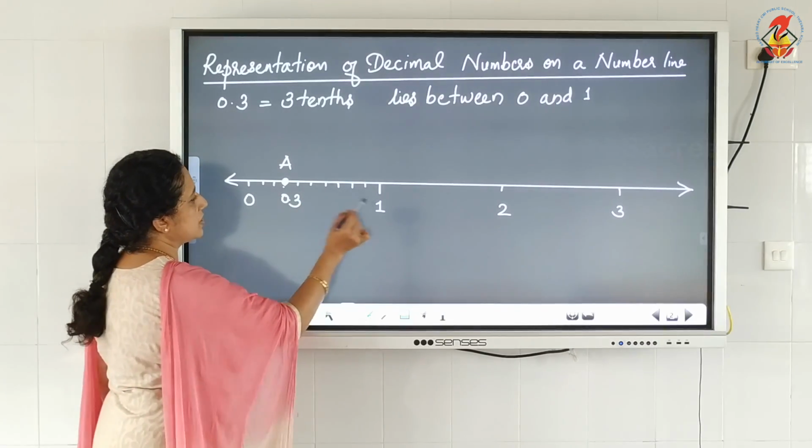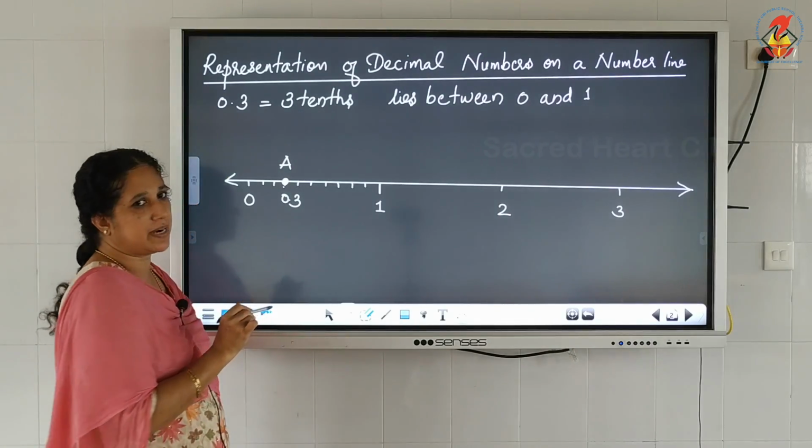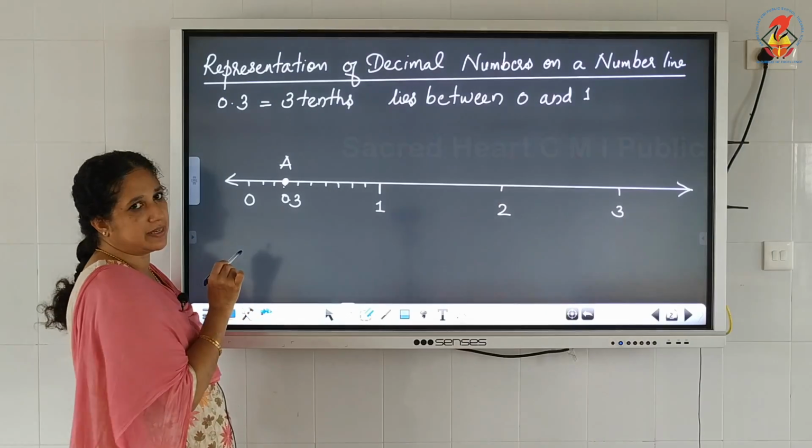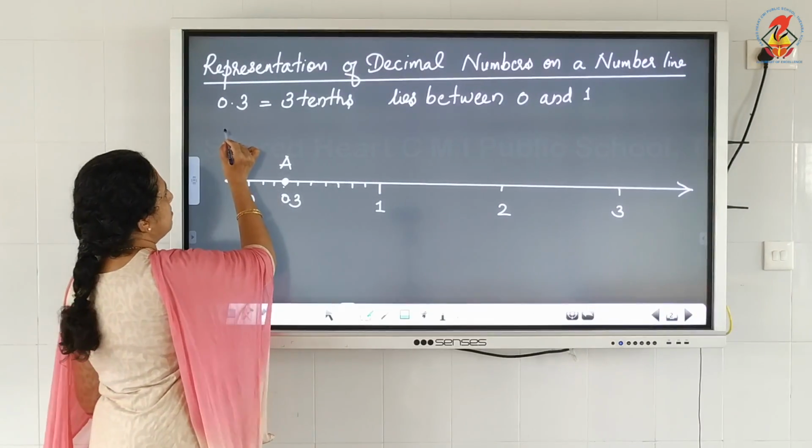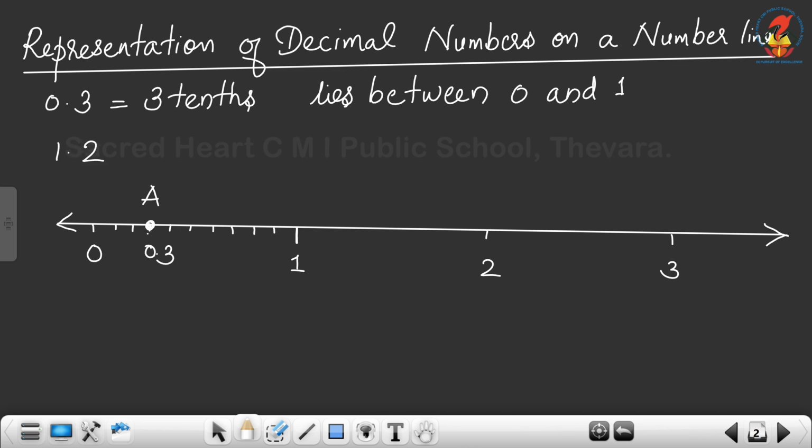Therefore, the distance between 0 and 1 should be divided into 10 equal parts and we have to select the third part. Then another example. Suppose we want to represent 1.2 on the number line. Now look at the whole number part. 1 is in the whole number part. So we can say that 1.2 lies between 1 and 2. Therefore, the distance between 1 and 2 should be divided into 10 equal parts.